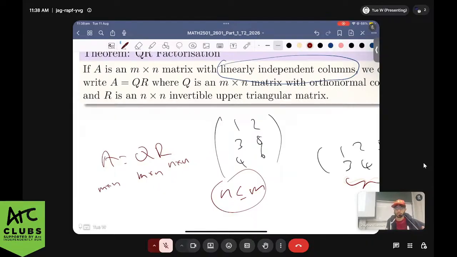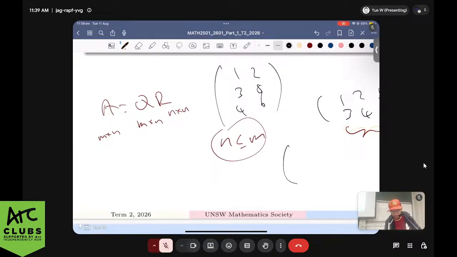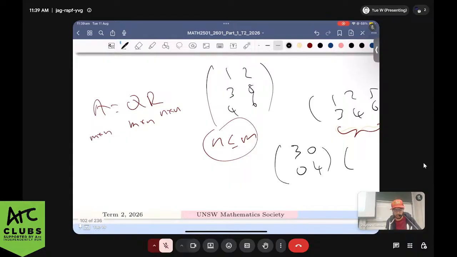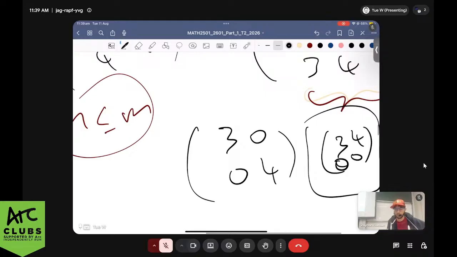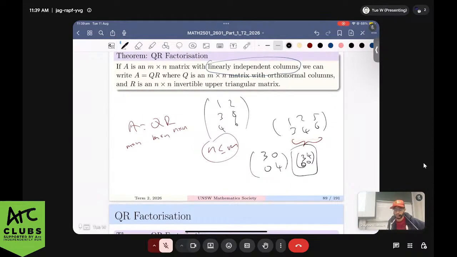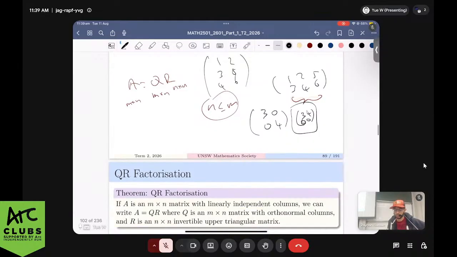Now, what are Q and R? Q has orthonormal columns, meaning the columns form an orthonormal set. They're unit length, they're orthogonal. And R is an upper triangular matrix, which is invertible. An example would be like this, 3, 4, 0. This would be an upper triangular matrix, which is invertible. Something like this would not work because 0 is one of the diagonal entries. An upper triangular matrix is invertible as long as none of the diagonals are 0. So R is invertible and upper triangular, and it's also square, by the way. Q is not necessarily square, but the columns are orthonormal.